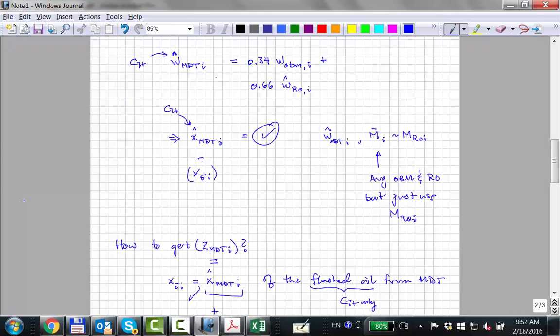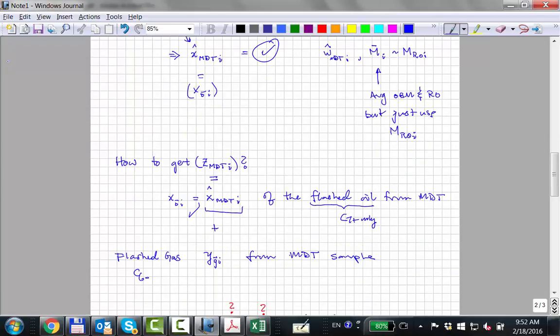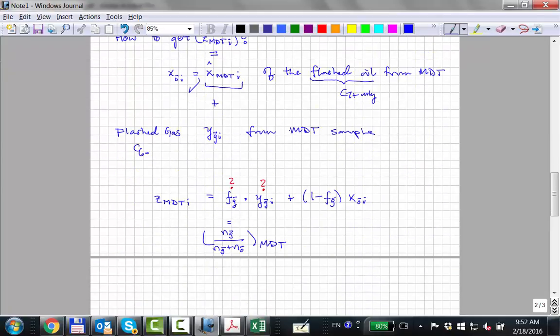Okay. But when they flash this MDT sample, they don't measure the gas composition. They do, but we don't have that. We're trying to construct this only knowing the in situ reservoir composition. We're trying to construct what the MDT sample would look like. We know the reservoir oil composition. We know the oil-based mud composition.